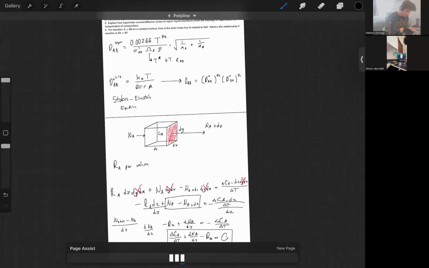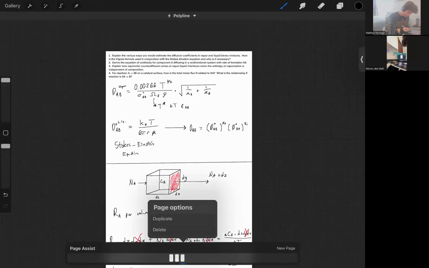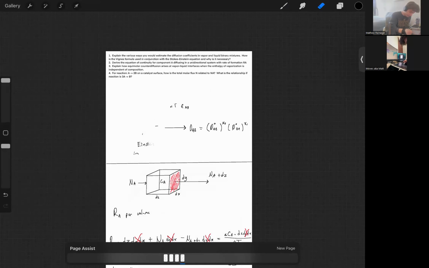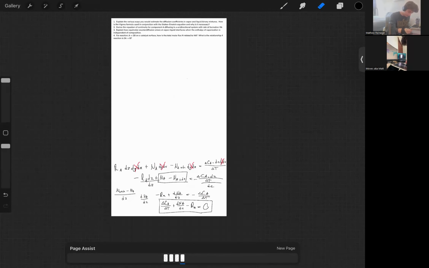So let's go ahead. I'm going to duplicate the page just so I can get the questions really quick, and then I'm going to erase. This is just so I can have my questions still up here. Think of this as like wiping down the whiteboard.